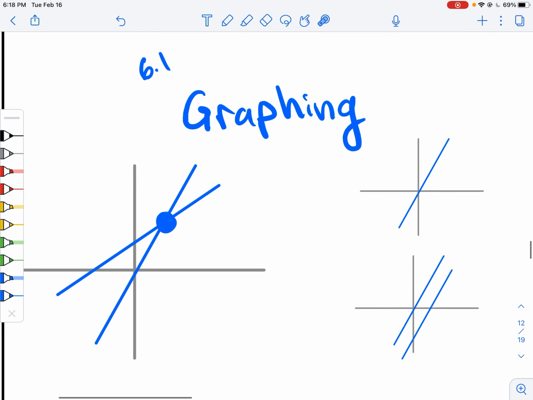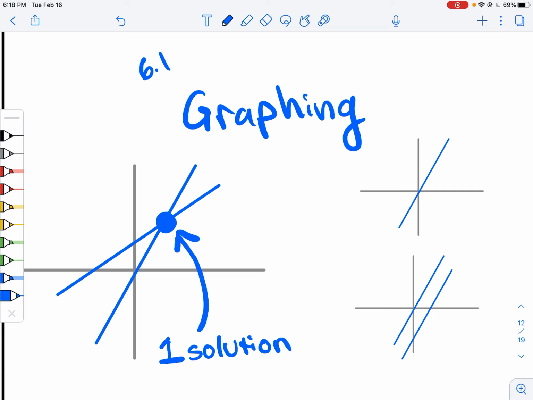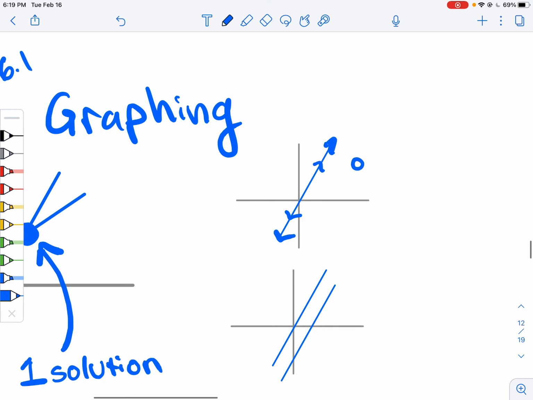In our first lesson of the chapter, we learned how to find solutions by graphing. When the two lines intersect, the point that they intersected was their solution. There was one solution here. If we graphed two lines over here and got that they were the same line, that had infinitely many solutions. An infinite number of solutions.